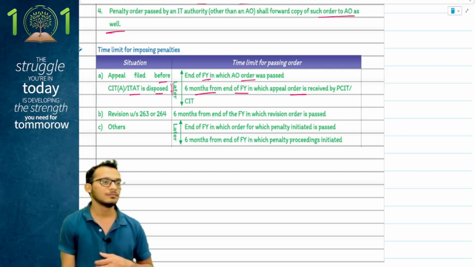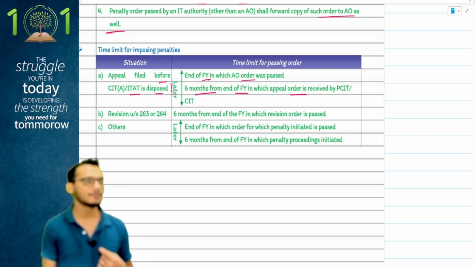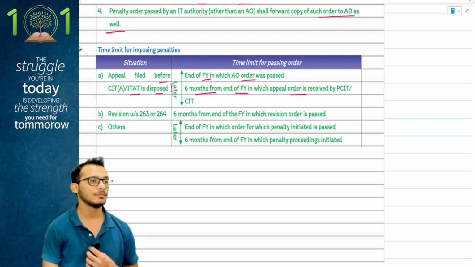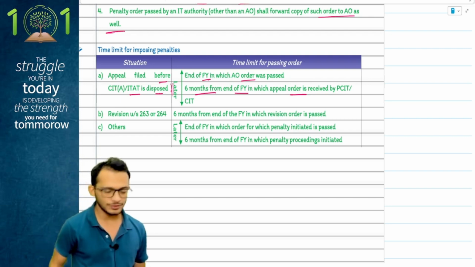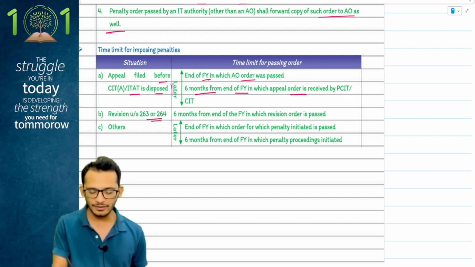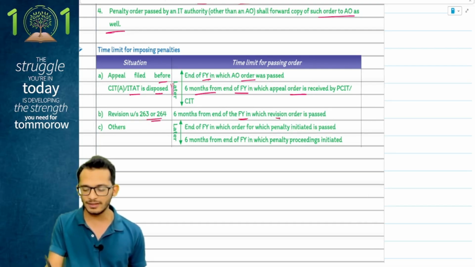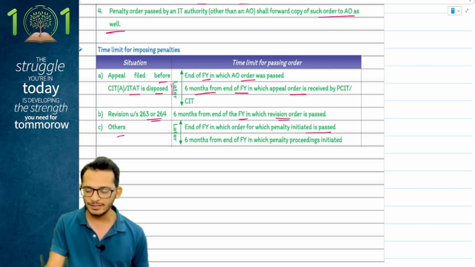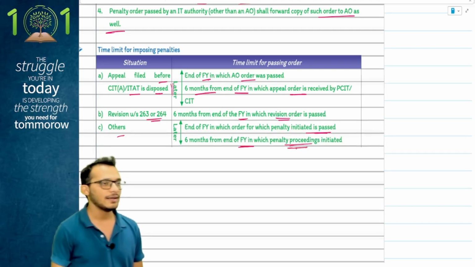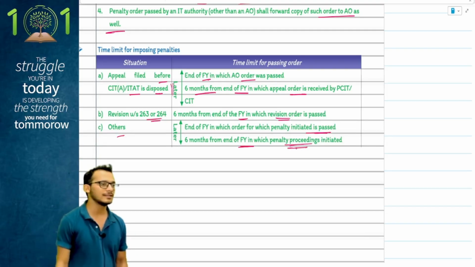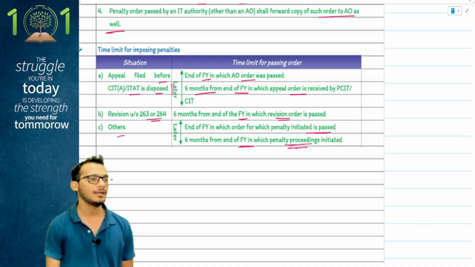Only if the appeal is against you. Yes. Next, if it is any case of revision or rectification, revision under 263 or 264, it is 6 months from the end of the financial year in which the revision order is passed. If it is any other case, then it is the end of the financial year in which the penalty proceedings are initiated, or 6 months from the end of the financial year in which the penalty proceedings are initiated. If you initiate the penalty proceedings, you must pass the penalty order within 6 months.